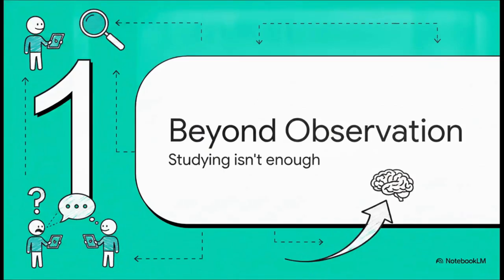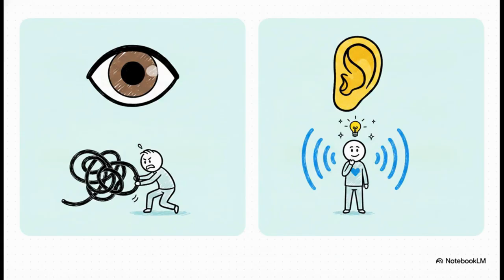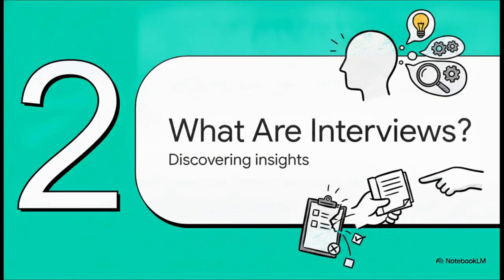Section 1. Moving beyond just observation. Why studying behaviors isn't quite enough. So since you already know how to observe users, you might be sitting there wondering, well, if we can just watch what someone does, isn't that enough? Well, actually, seeing behaviors only tells half the story. Think about it. You might observe a user struggling with a product, but watching them won't tell you why they're struggling or how frustrated it actually makes them feel. To get the full picture, designers have to step beyond the silent study of behavior and start actively listening for real insights.